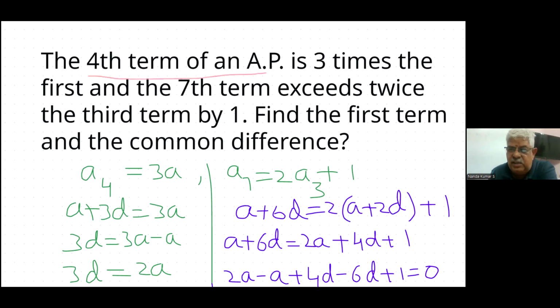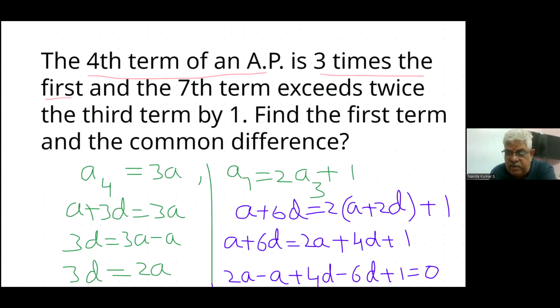Immediately I have to understand it is not 4a. Fourth term of the AP means you should not identify it as 4a; it is A4 you have to identify. There is a lot of difference in AP between 4a and A4. So now A4 is next. Observe, 3 times the first means 3 multiplied by A. Next they said seventh term A7 exceeds, means plus, twice the third term means 2 times A3, by 1.